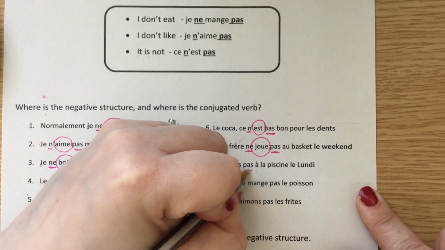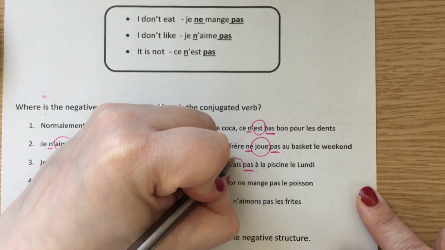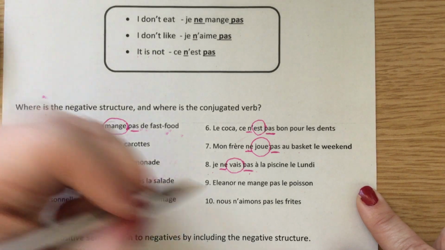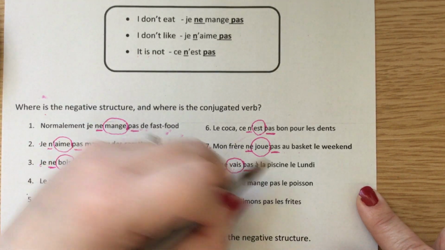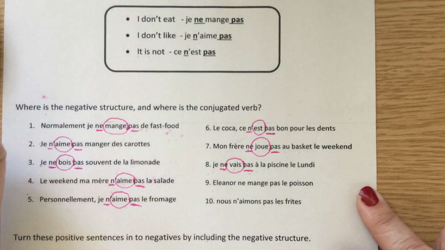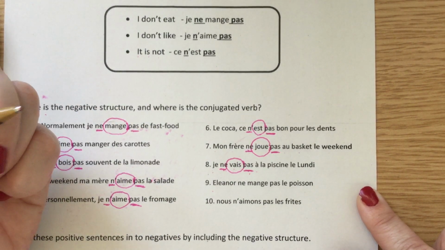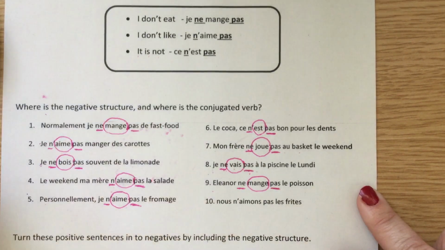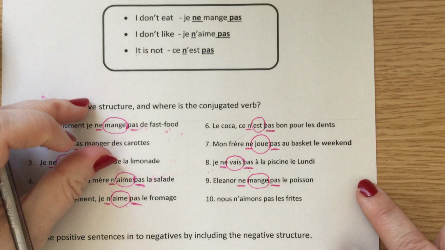Ne and pas. And we must be seeing a pattern now in the middle of that structure there. Just like the filling of our sandwich is our conjugated verb. I do not go to the swimming pool on Monday. Eleanor ne mange pas le poisson. Eleanor does not eat fish. Ne and pas is either side of mange, my verb. And there we have it.